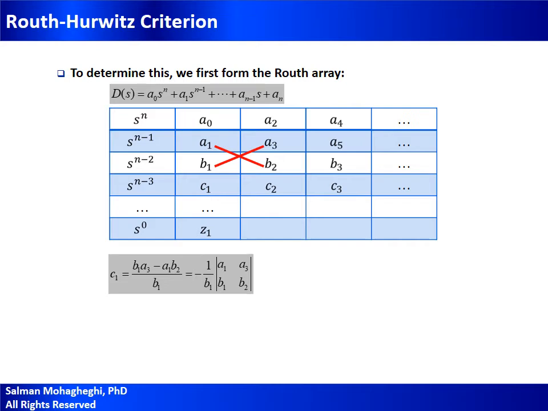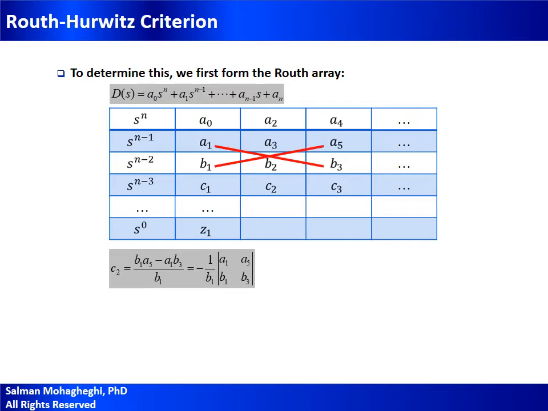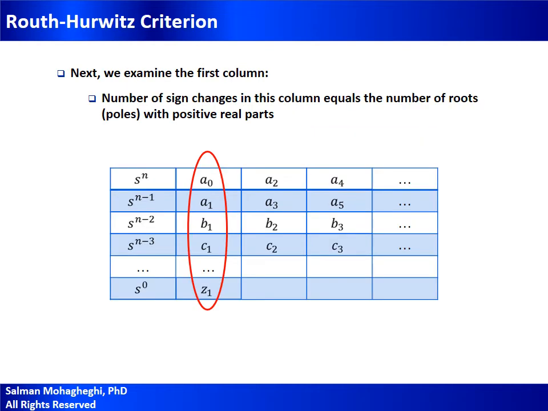When you want to calculate the entries in the fourth row, you would use the entries in the second and third rows. C1, for example, would be B1A3 minus A1B2 divided by B1. C2 would be similar to before, B1A5 minus A1B3 divided by B1. You can continue this process until you have filled out the entire table.